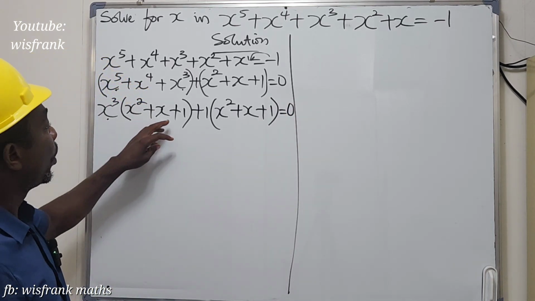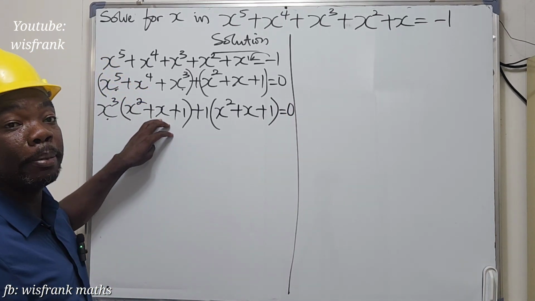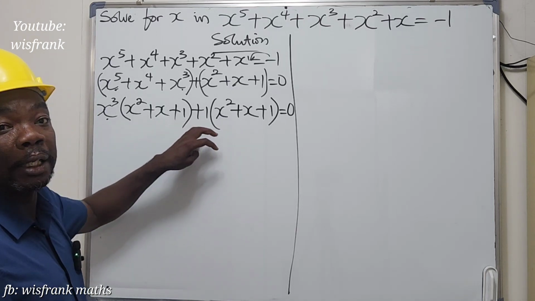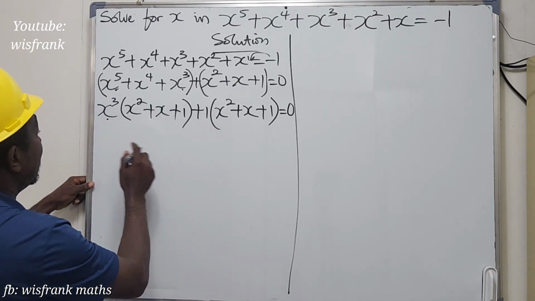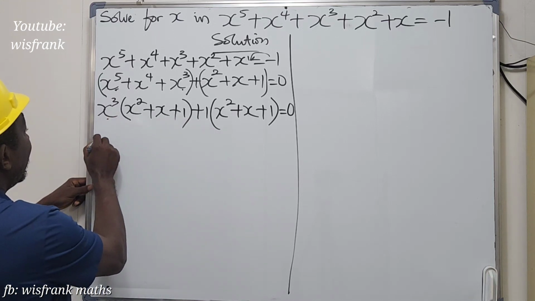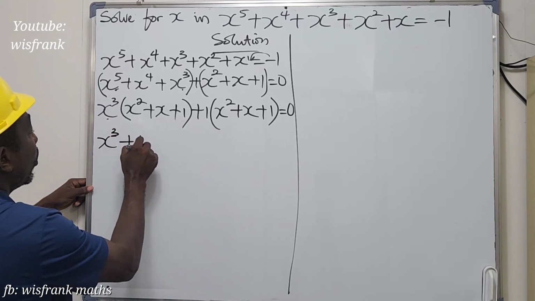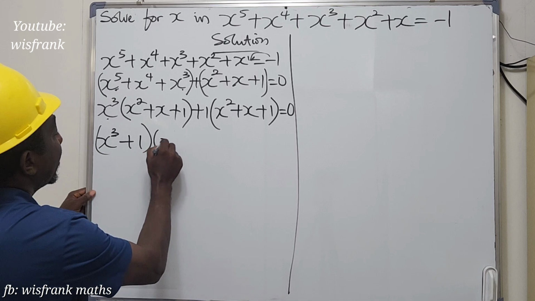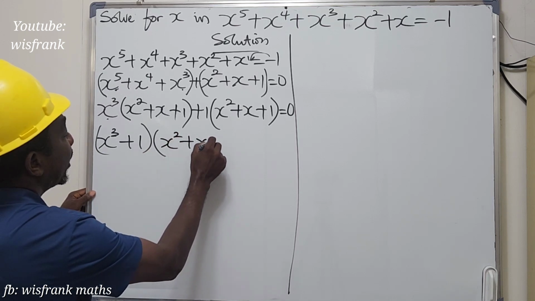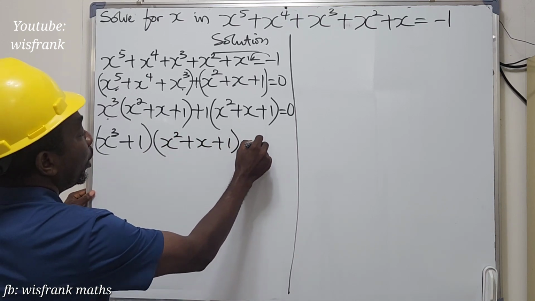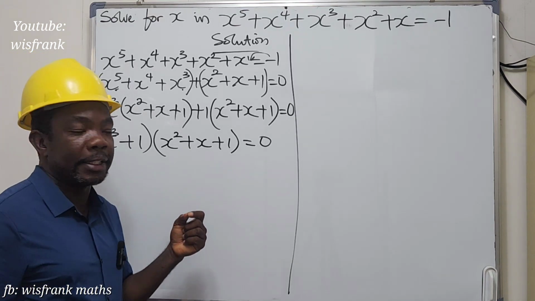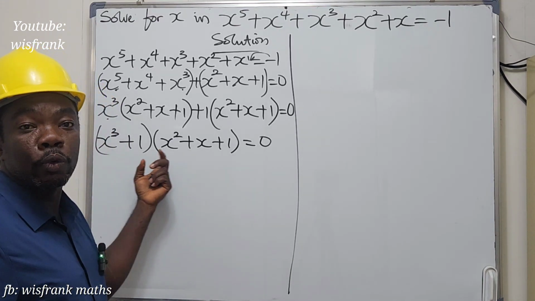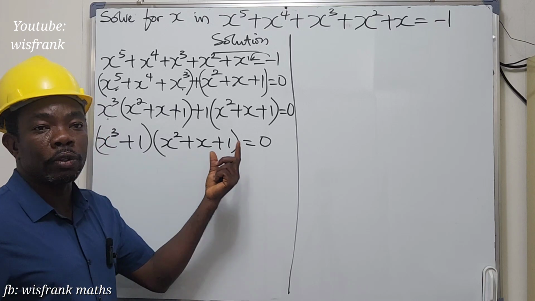So in this case, what we have here in the parentheses are similar. So we are going to take 1 and we take the product of these parentheses. So taking the product, we have x to the power of 3 plus 1, then into x to the power of 2 plus x, then plus 1, all equals to 0. So in this case, now we have two parentheses. It is either the first one equals to 0 or the second one equals to 0.